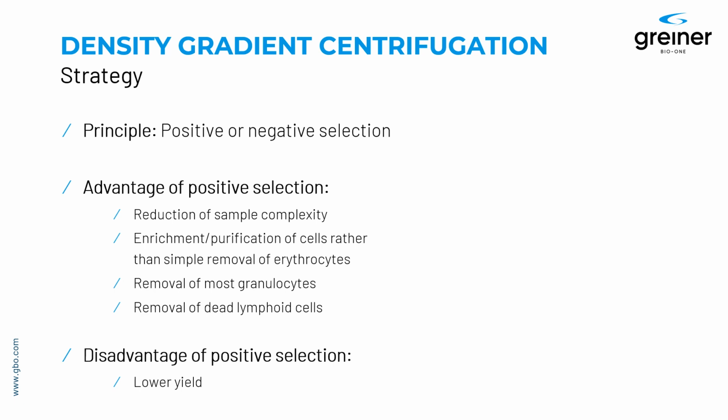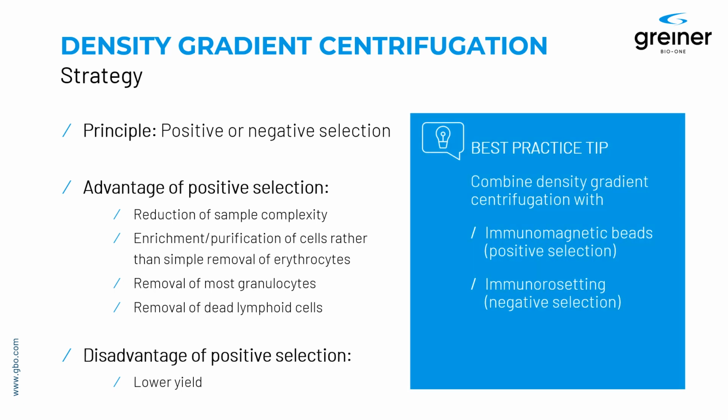For negative selection, erythrocytes can be removed by lysis, leaving granulocytes, mononuclear cells, and platelets. The resulting sample will have a higher complexity compared to positive selection, but the yield of the remaining cells might be higher as well. For more sophisticated cell separation, density gradient centrifugation is oftentimes combined with either immunomagnetic bead separation or immunoresetting.